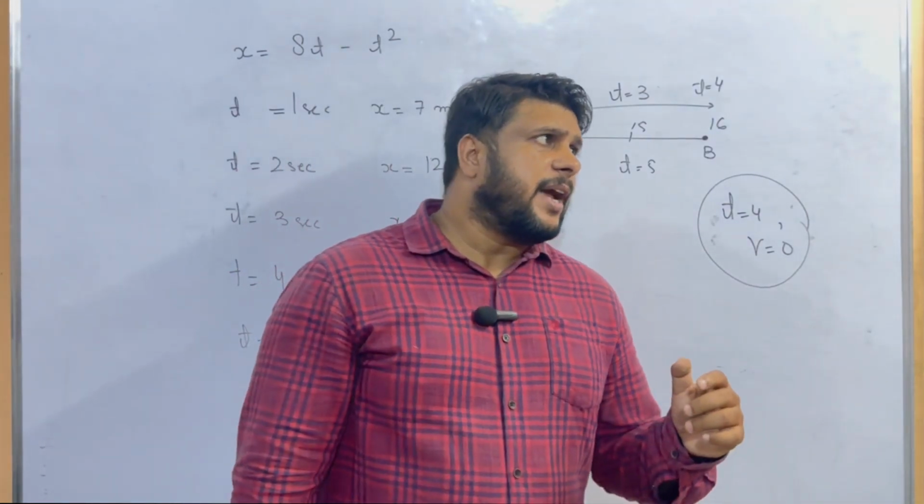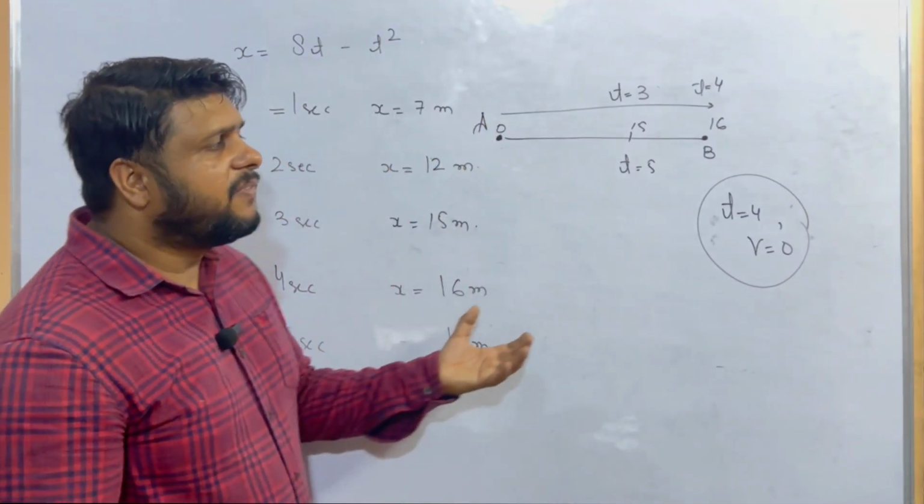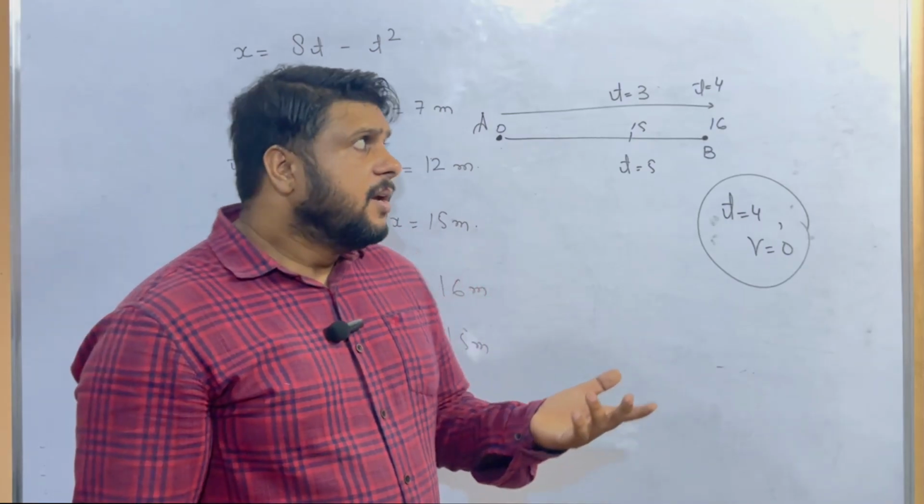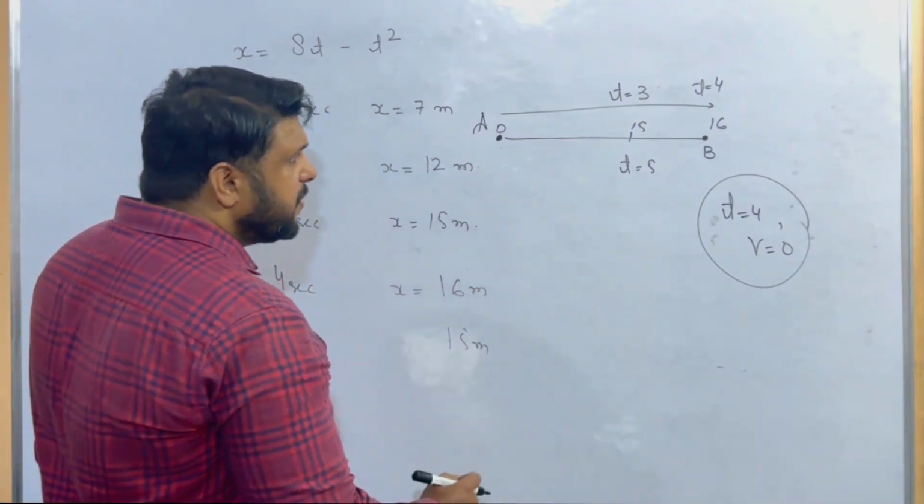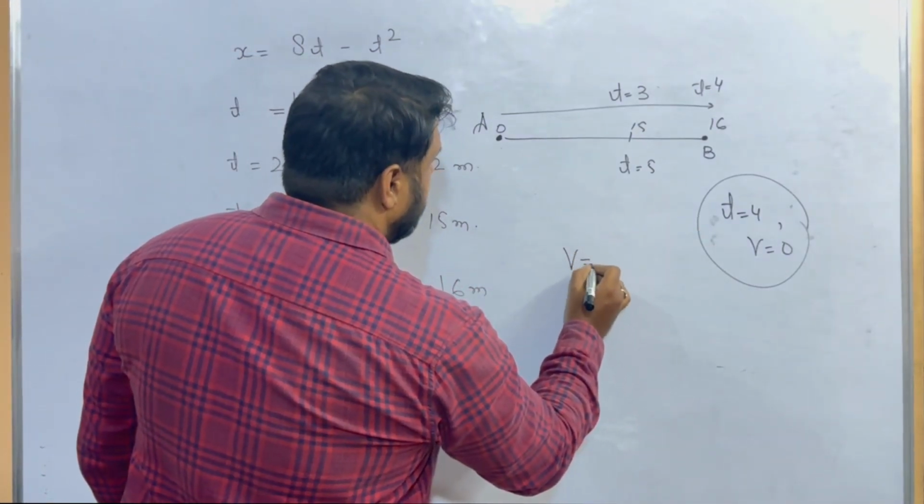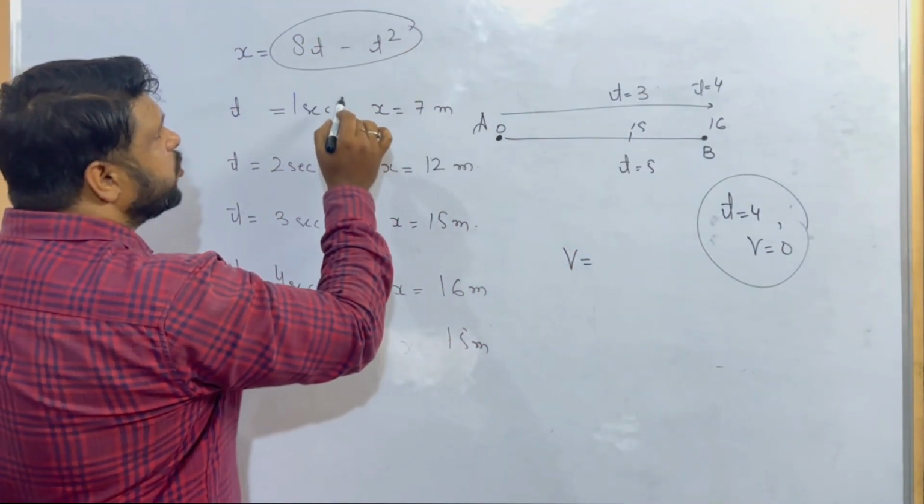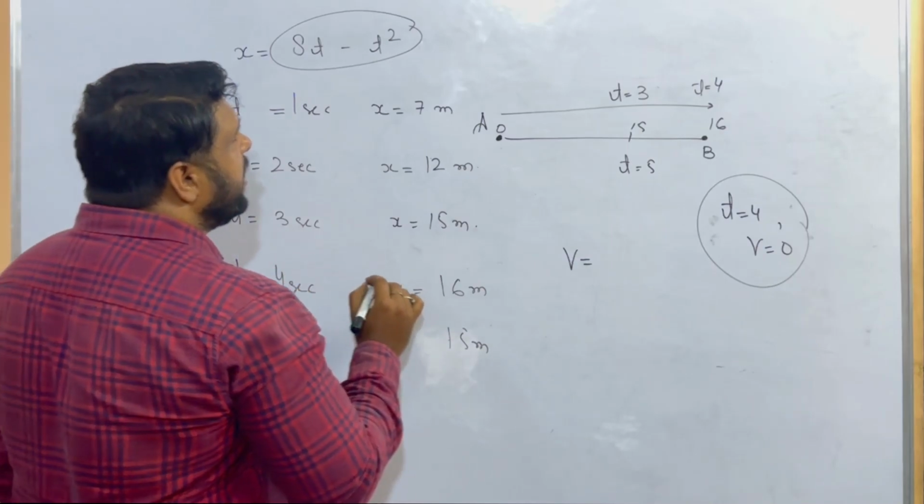We do not have to do all these things every time. There are shortcuts also. What we will do is make velocity 0. Now what is velocity in this formula? This is 8t minus t square, so velocity will become 8 minus 2t.